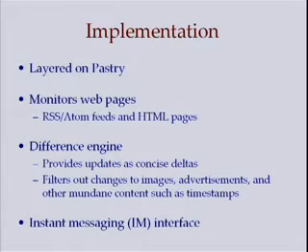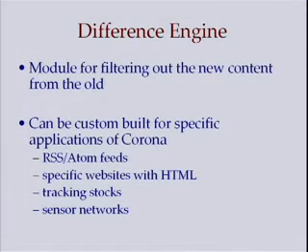So I'm going to talk in more detail about this difference engine and how it can be customized for different applications. System designers can build these and plug them into the system in order to pull different kinds of data. For example, if some researchers want to design one of these for a sensor network, they could design a difference engine that knows how to read the data out of those sensors. We've built two specific difference engines, one for news feeds, RSS and Atom feeds, and another for detecting changes in generic HTML pages.